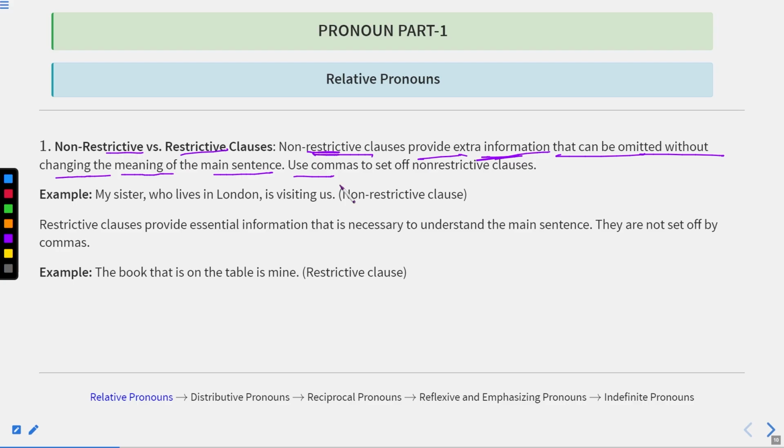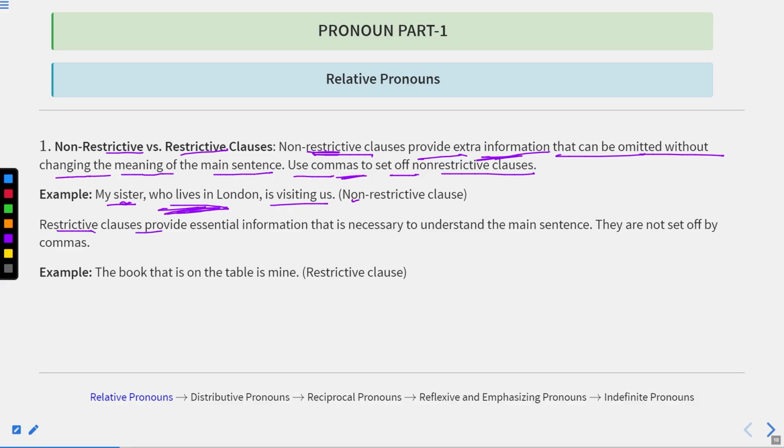Now, in case of non-restrictive clauses, we use commas to set off non-restrictive clauses. It means to say that the additional information can be omitted. So we set off that additional information by putting commas to make sure that this is the additional information which is actually the optional thing in the sentence. For example, if I say, my sister, who lives in London, is visiting us. So what is important? That my sister is visiting us. So this who lives in London, this is just additional information about my sister. But the main action to be discussed over here is that my sister is visiting us. So this matters a lot, but who lives in London, that is just additional information that does not matter.